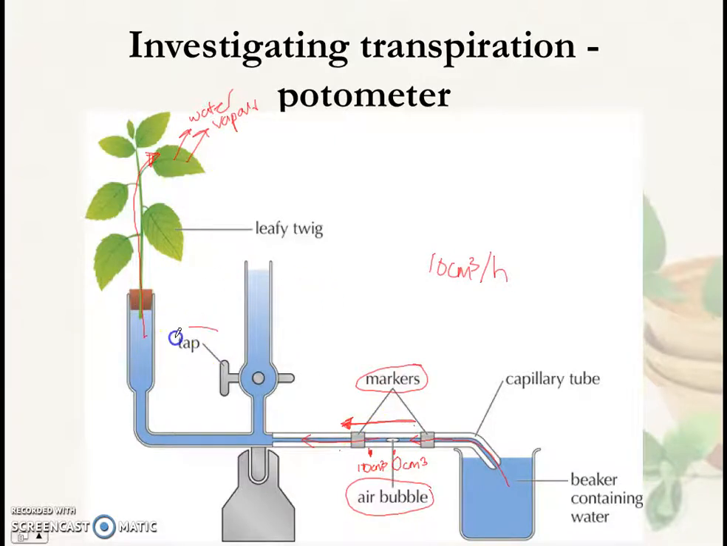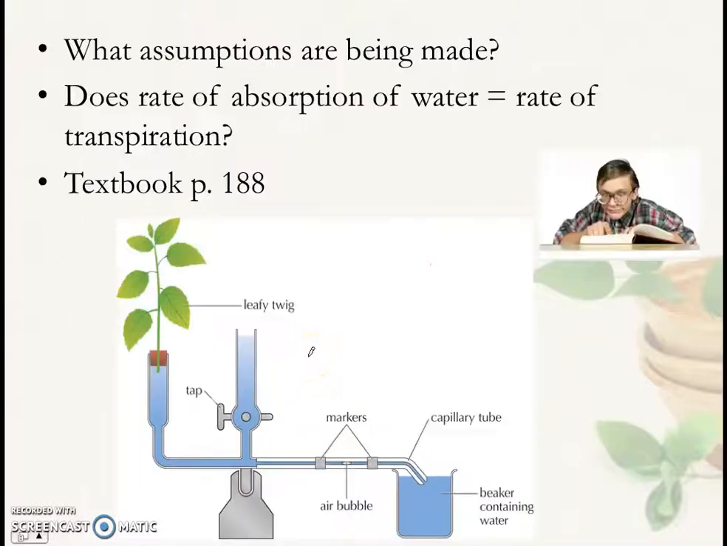Now, what is this tap for? The tap just plays a role of resetting the potometer. Once the air bubble moves, let's say it moves very far to this point, we want to push the air bubble back to its original position. We just open the tap, and then we can reuse this potometer again.